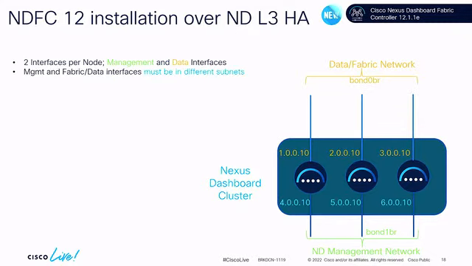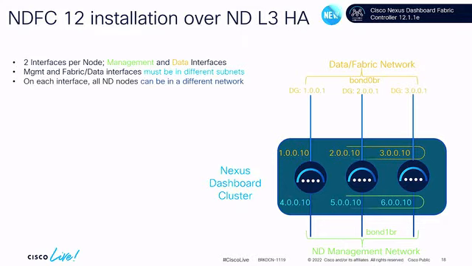Now, we still have to keep the interfaces in different subnets, but the clustering now can be across different networks. So now you can have ND node 1 in data center 1, node 2 in data center 2, and node 3 in data center 3, because you have layer 3 HA between them. So you don't have to do any layer 2 clustering. Everything can be done over layer 3.